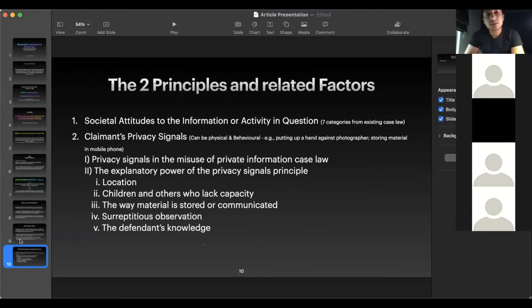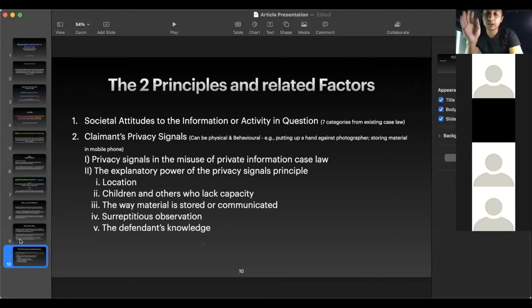So the privacy signals, she argues, can be physical and behavioral. For example, putting up a hand against photographers, storing material in a mobile phone. There are certain privacy signals that the claimant gives, which show that they want privacy in the matter. At one point in the article, she argues that by being in your room and locking the door, or just shutting the door, you show that you want privacy in that particular space.